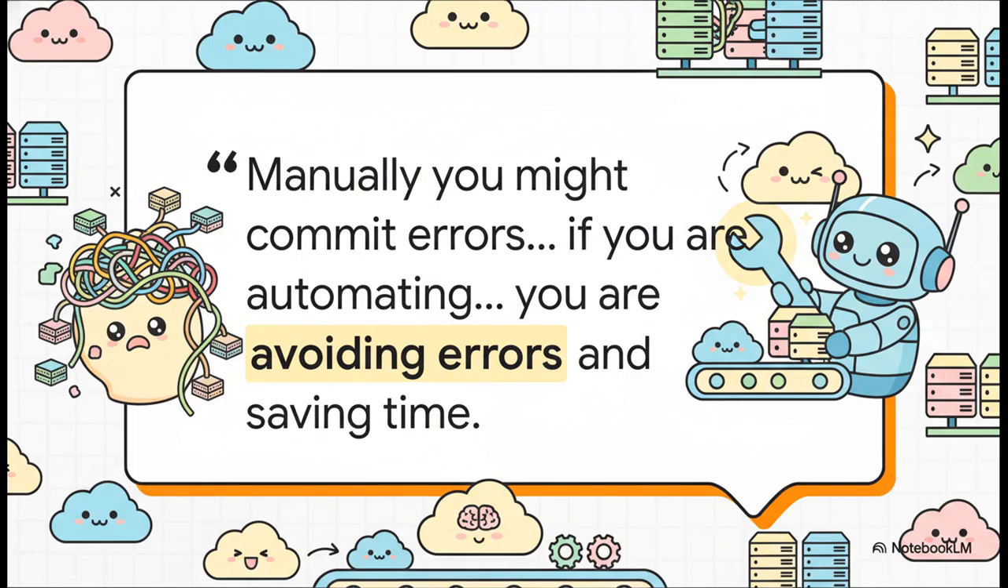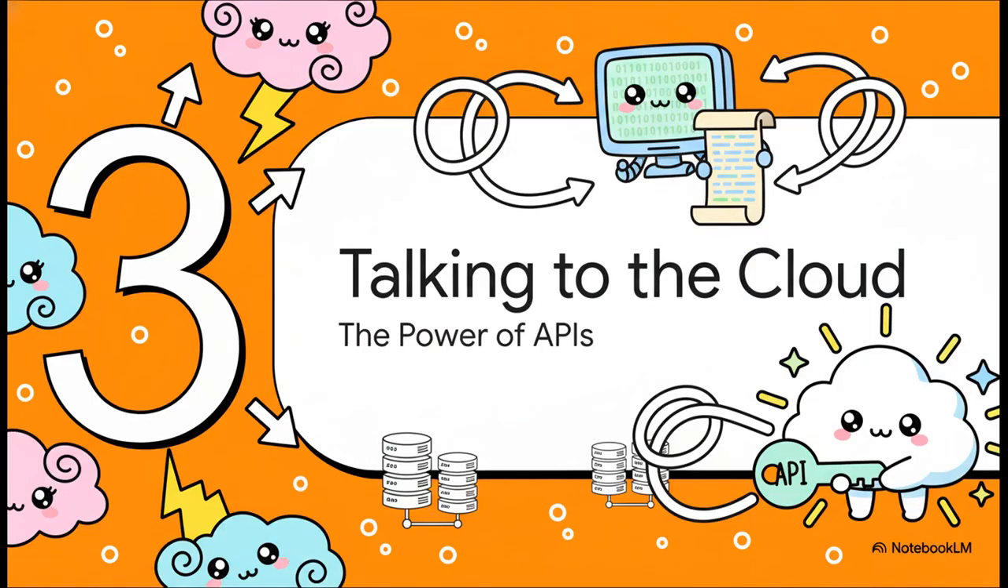But when you automate the process, you're not just going faster. You're building a system that's consistent. You eliminate those human errors and get a perfect result every single time. So the big question is, how do we actually do it? Well, to automate, we need to bypass the website and talk to the cloud provider directly in a language that computers understand. And that, my friends, is where APIs come into the picture.